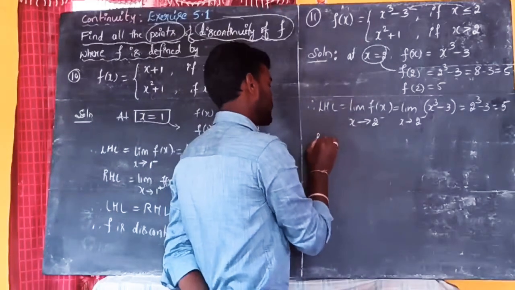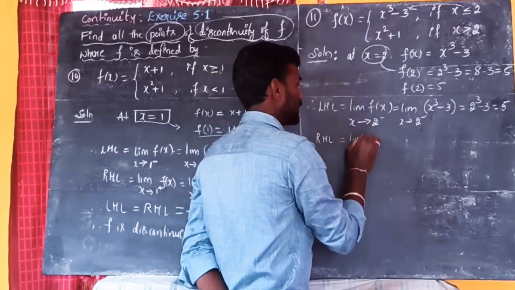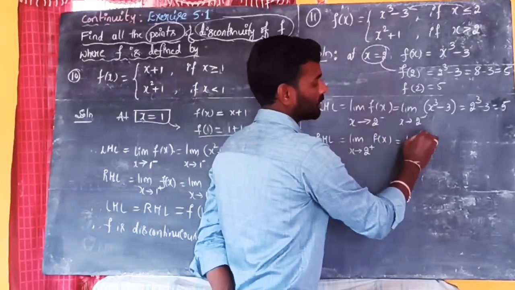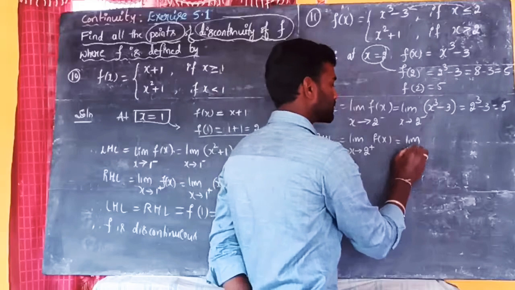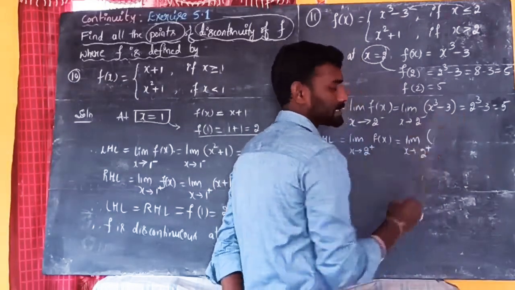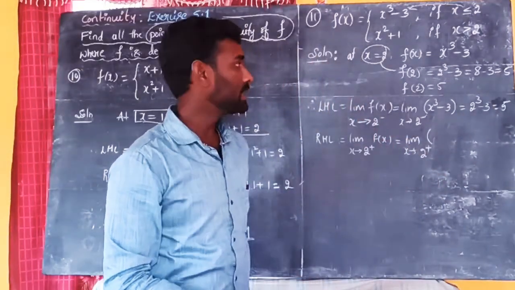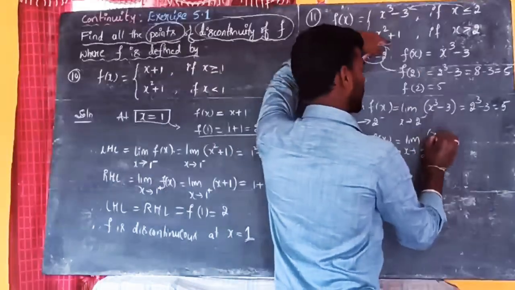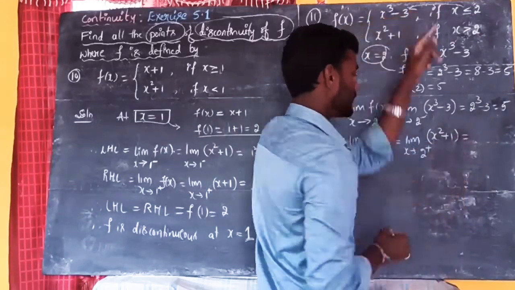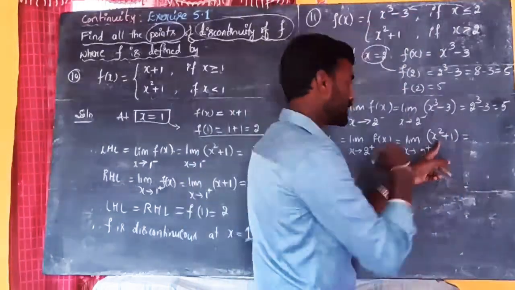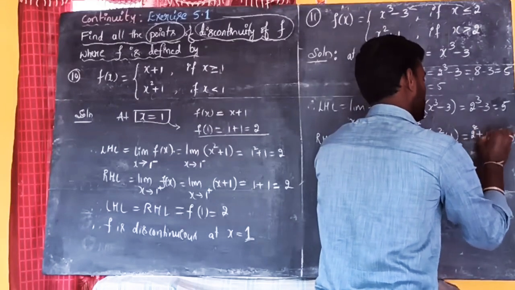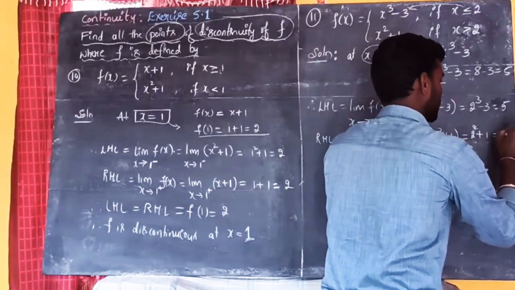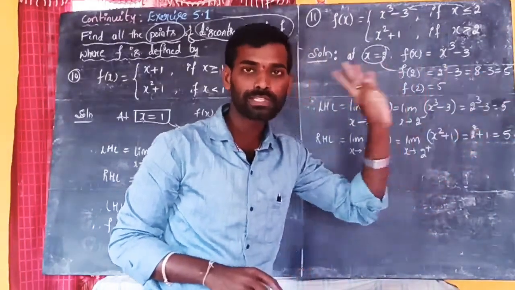Next, RHL. RHL is equal to limit as x tends to 2 plus of f of x. x tends to 2 plus means the function which is greater than 2, which is x square plus 1. Now substitute the limit. This becomes 2 square plus 1. 2 square means 4, 4 plus 1 is 5.